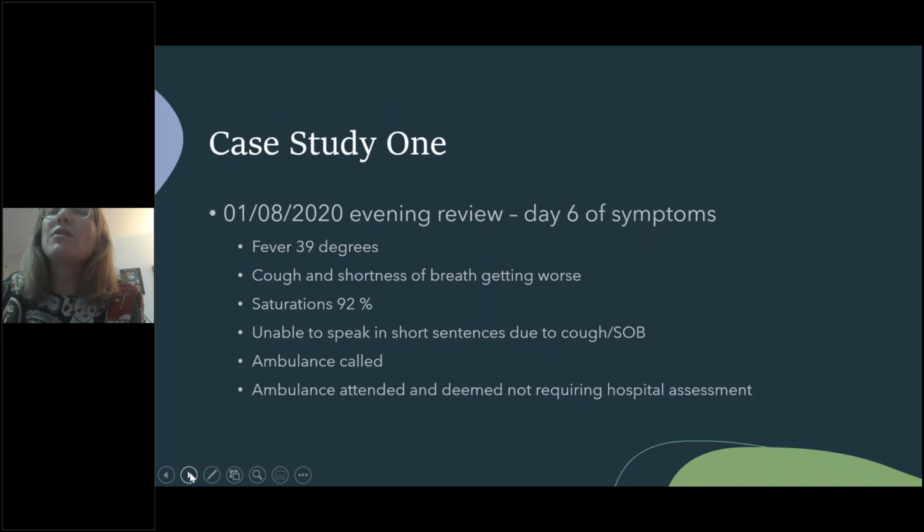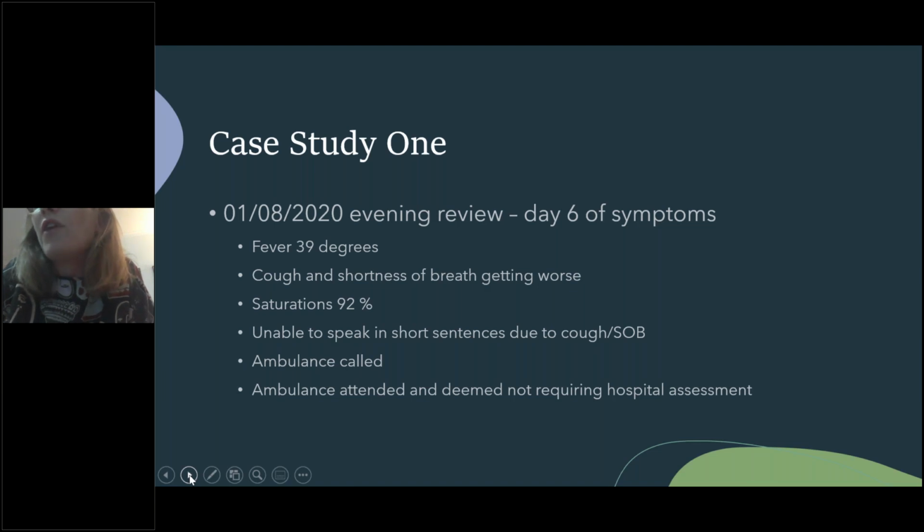Then on that evening when I rang him, he seemed quite unwell. He actually had a thermometer and had taken his own temperature, and his fever was 39. His cough and shortness of breath were getting worse. He was now only saturating at 92%, and he was unable to speak even in short sentences due to frequent cough and shortness of breath. It was interesting because this fellow was one of the first patients of mine that seemed to get really unwell quite quickly, over a matter of hours, really.